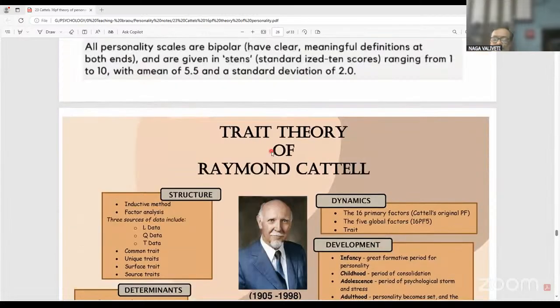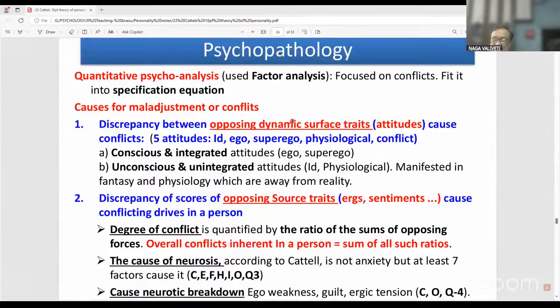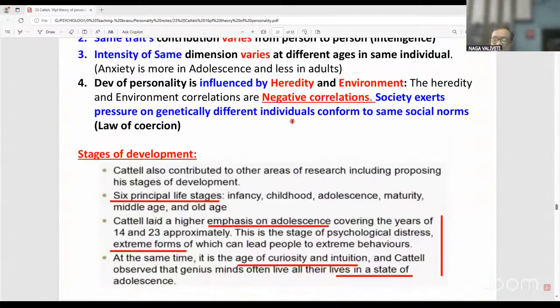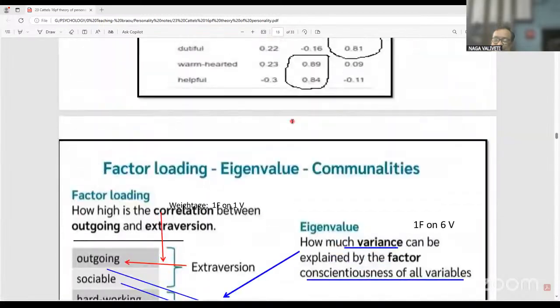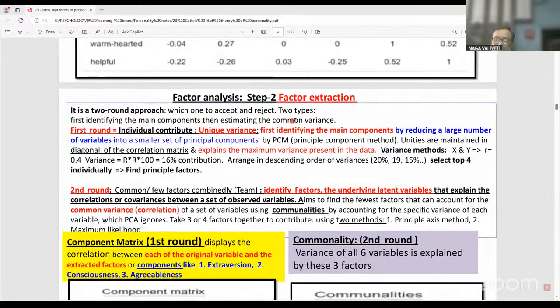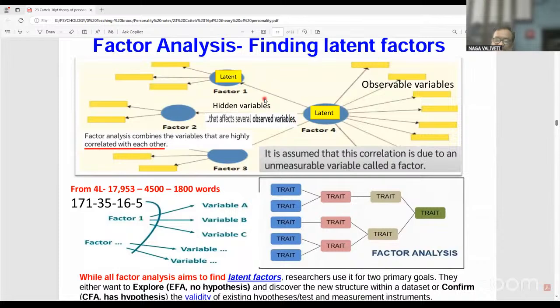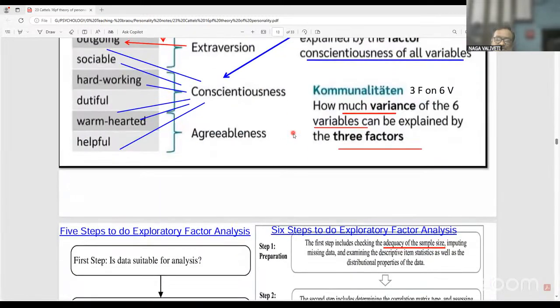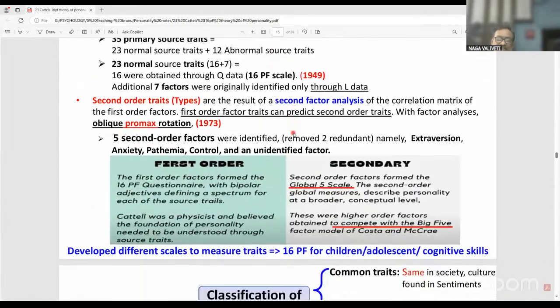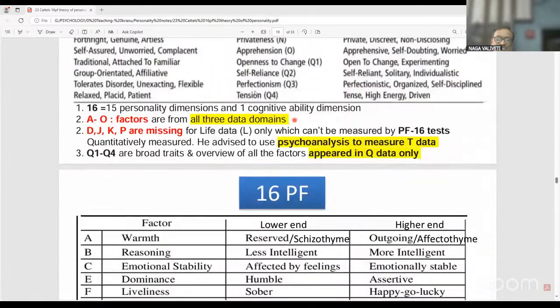So I will review very fast. One is his scientific approach, influenced by Spearman. He applied factor analysis and told that genetic and environment will contribute. Using factor analysis, he tried to find out, from observable external behavior, the source variable traits. He tried to find out the latent variable. In that process, using factor analysis, he identified 16 factors. These are the 16 factors identified.